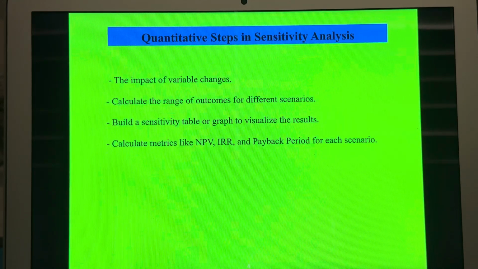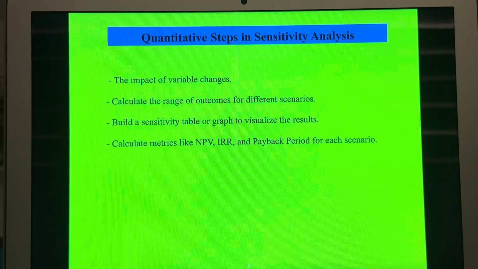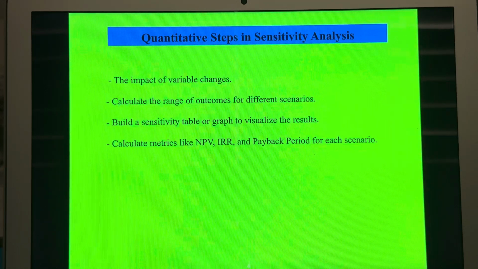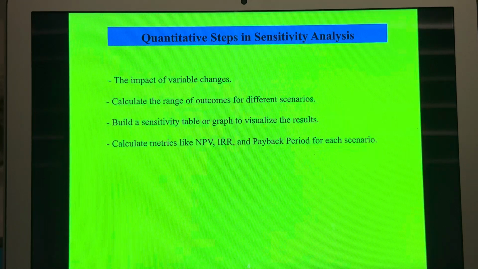Calculate metrics like NPV, IRR, and payback period for each scenario. Calculate the NPV, IRR, and payback period for a new investment project under different scenarios. By adjusting key inputs such as initial investment, cash flows, and discount rates in the financial model, you can calculate these metrics for each scenario to assess the project's financial viability and compare the outcomes.